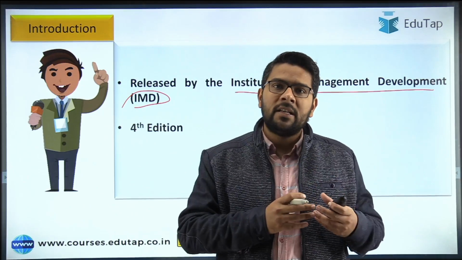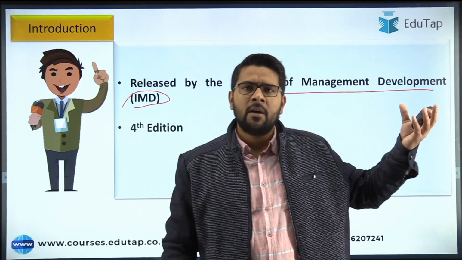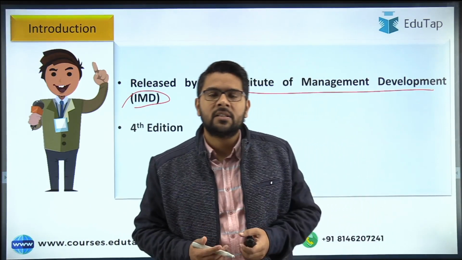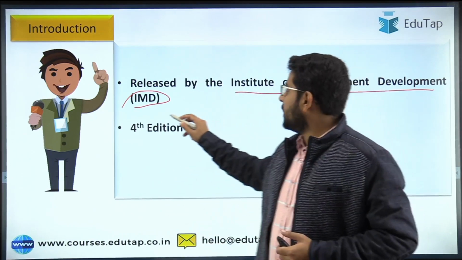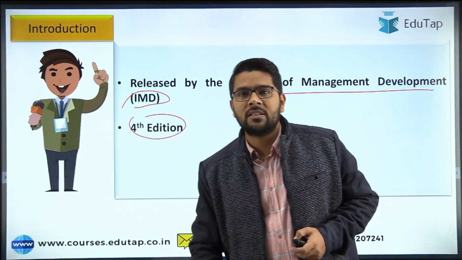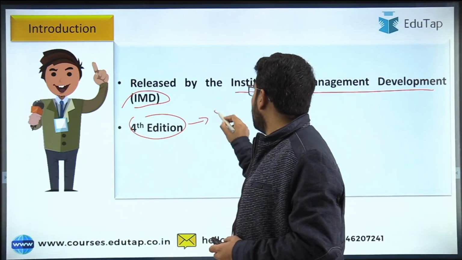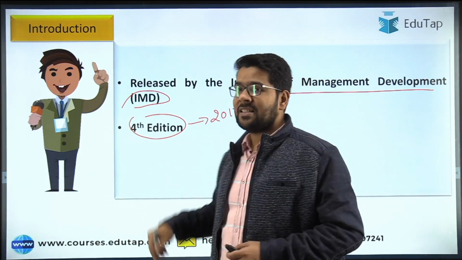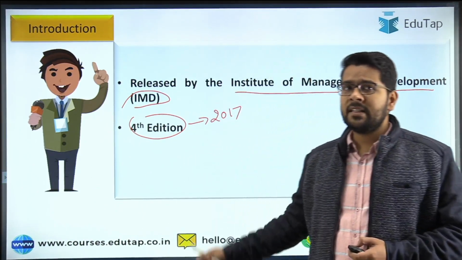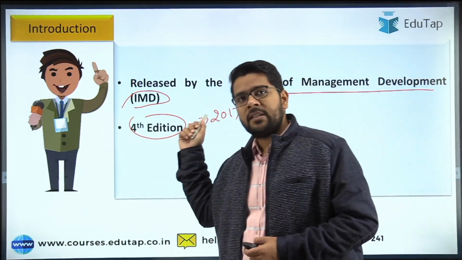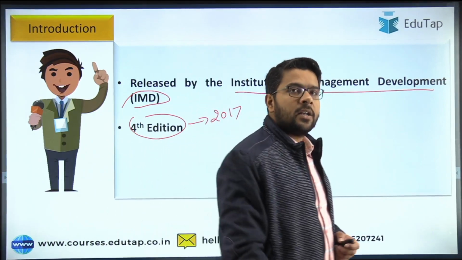Actually, they were releasing annual yearbooks from, I think, the 80s, but they started ranking the countries in 2017, and this is the 4th edition. So if this is the 4th edition, then they started launching this ranking from the year 2017. So guys, that is about the introduction. The agency involved is IMD, the Institute of Management Development, and this is the 4th edition of the report.